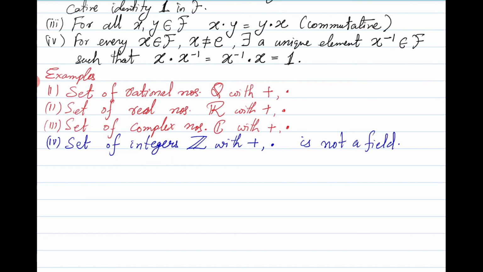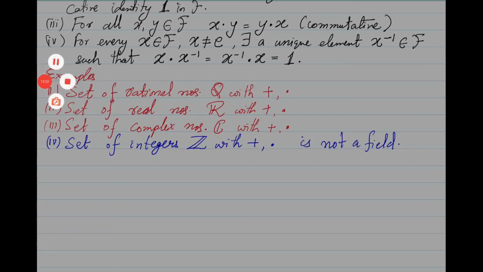I request you to also try finding examples where a set under two binary operators can be qualified as a field. Okay, that's it.